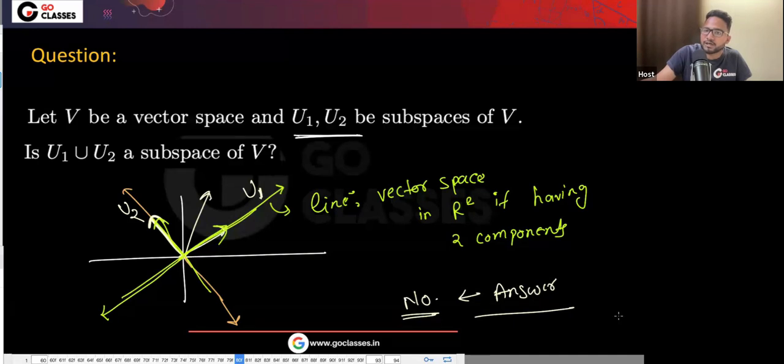Avanav is saying union itself means complete space. Union means complete space, what do you mean to say? So Avanav is saying union itself means complete space.